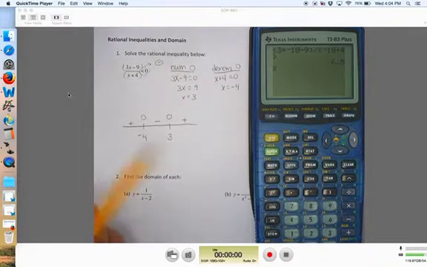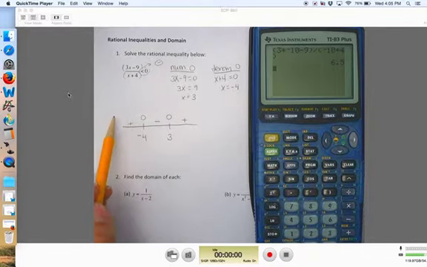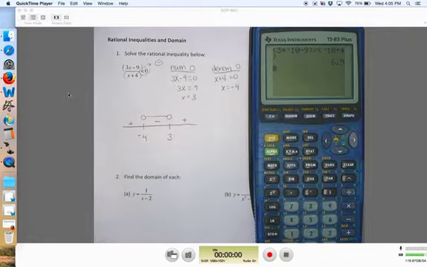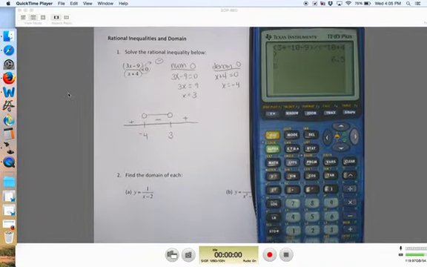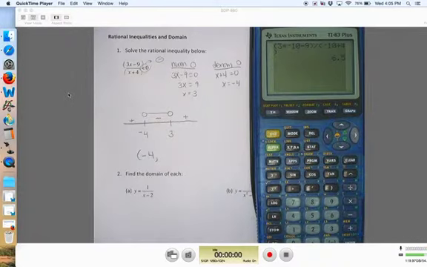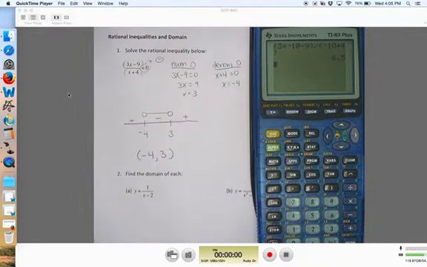Okay, so once you have the signs here, you go back, and if you remember, we're trying to look where this graph is less than 0, so we want the negative pieces. So we don't want this piece, and we don't want this piece, we just want this piece right here. And then we just want to write our answer in interval notation. Parenthesis, because of the open circle, negative 4, comma 3, parenthesis. And that's our answer.